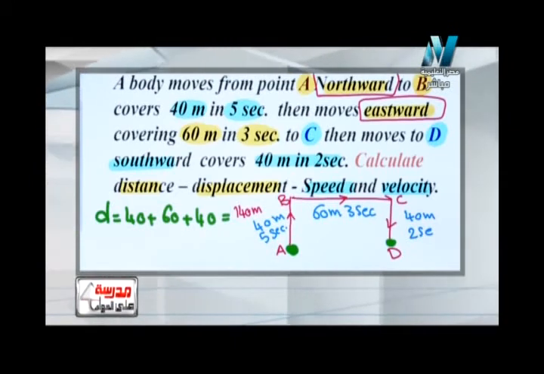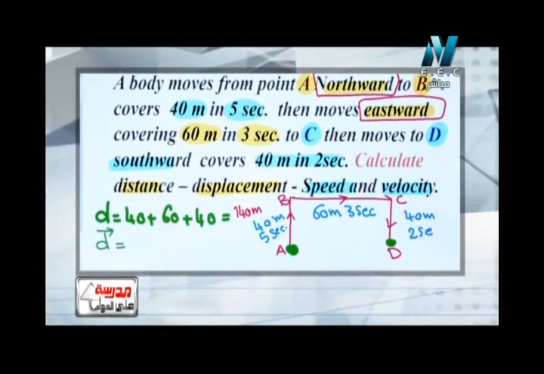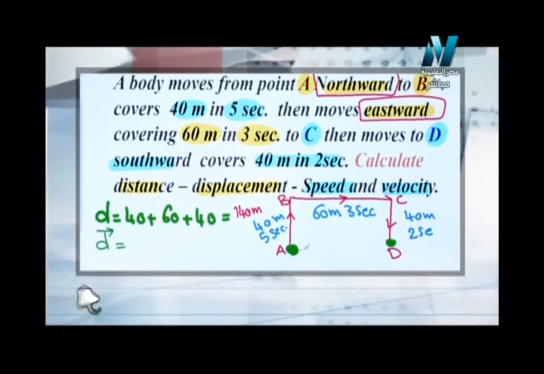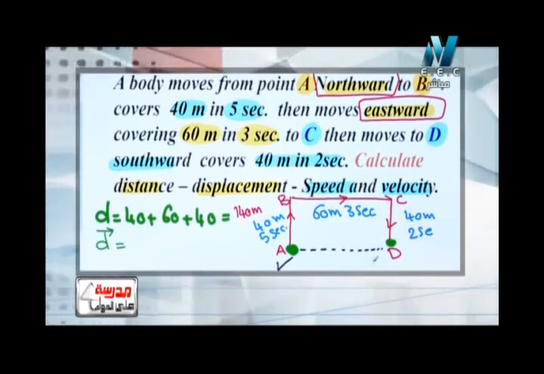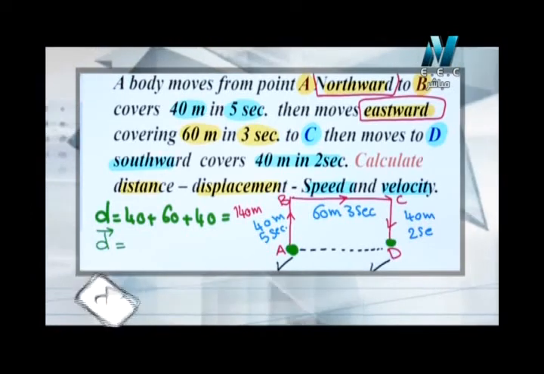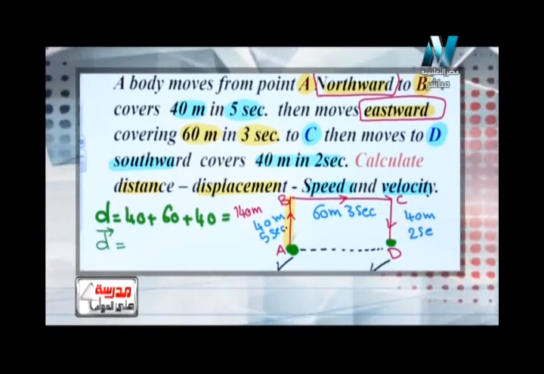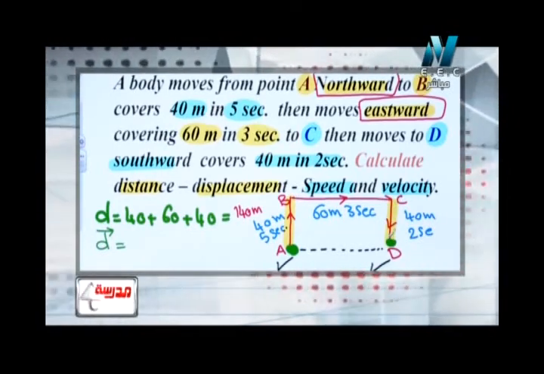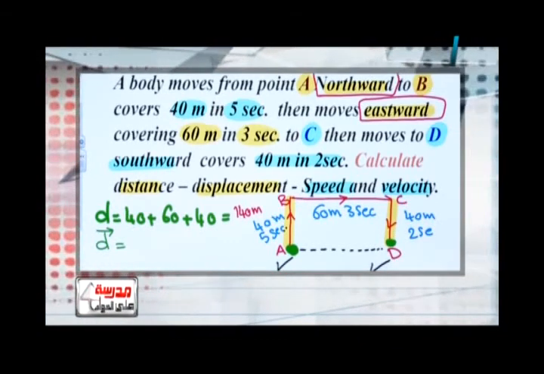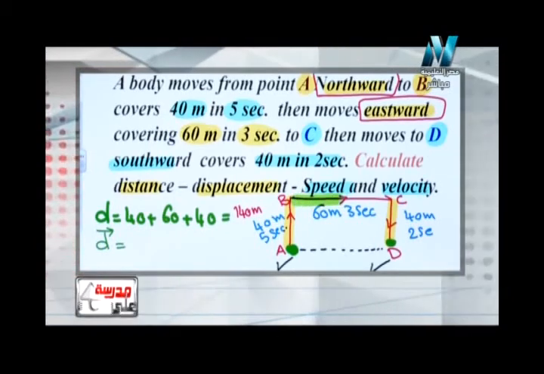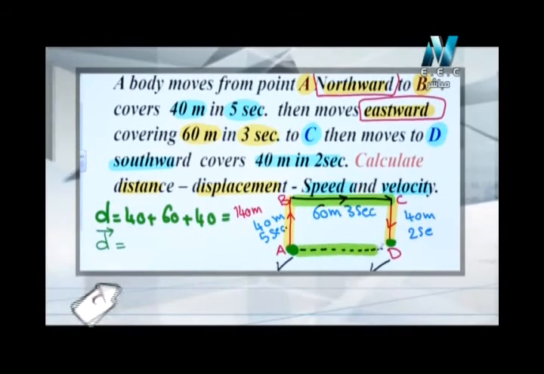At the same time, we need to calculate displacement, D with an arrow. Displacement is the shortest straight line between the starting point and the ending point. So the starting point is A and the ending point is D. But here we have two sides that are parallel and equal, AB equal 40 and DC equal 40 meters. So we have BC equal how many? Equal 60 meters. So AD equal how many?